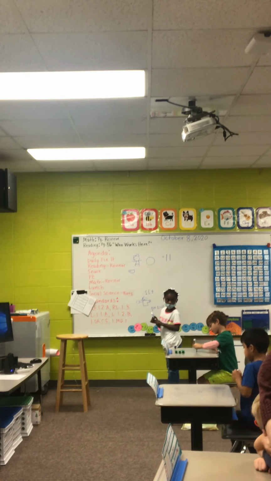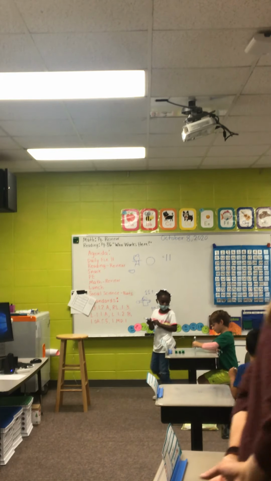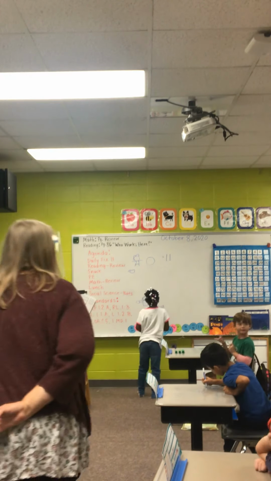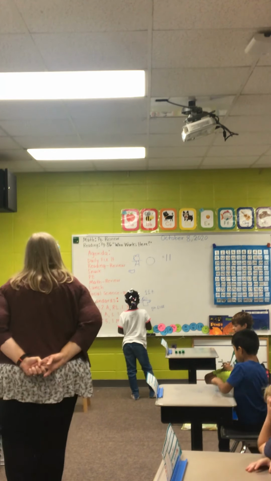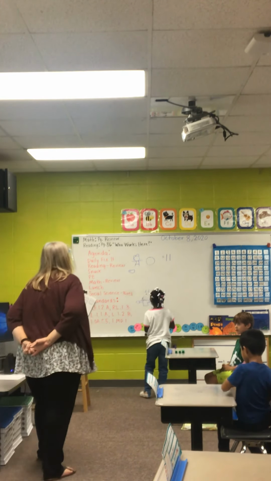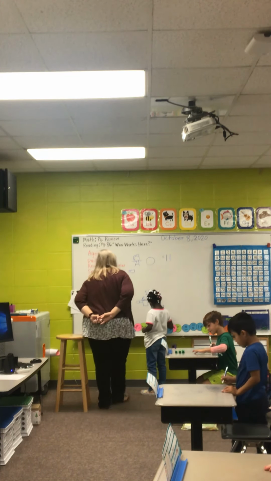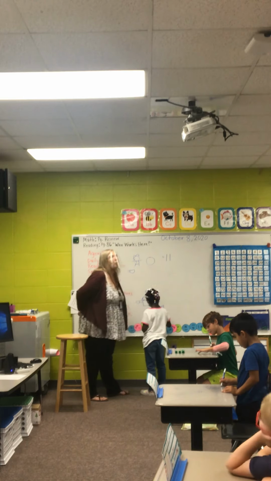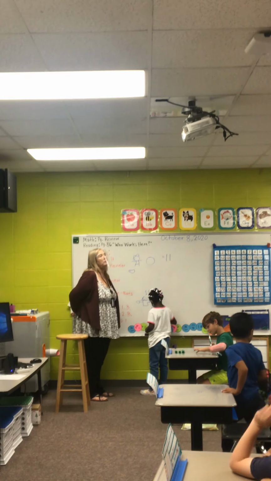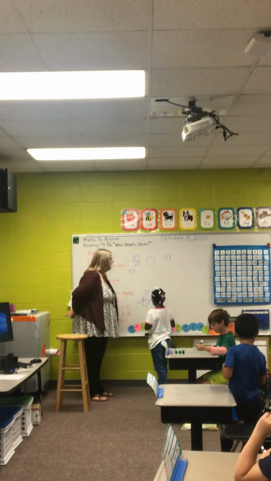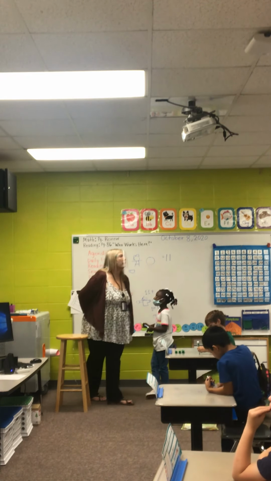Maverick, what did you come up with? I came up with 6 plus 4 plus 1 equals 11. What did she have 6 of? She had 6 teacups, 4 balls, and 1 doll. That's very good. That equals 11. Did anybody else come up with anything different?